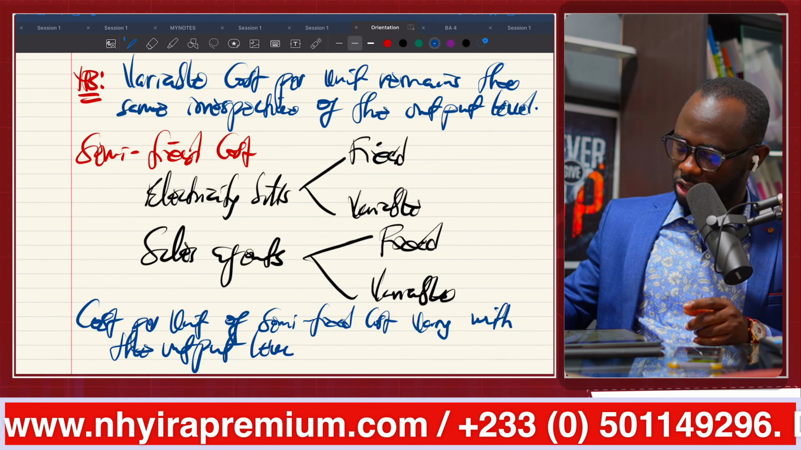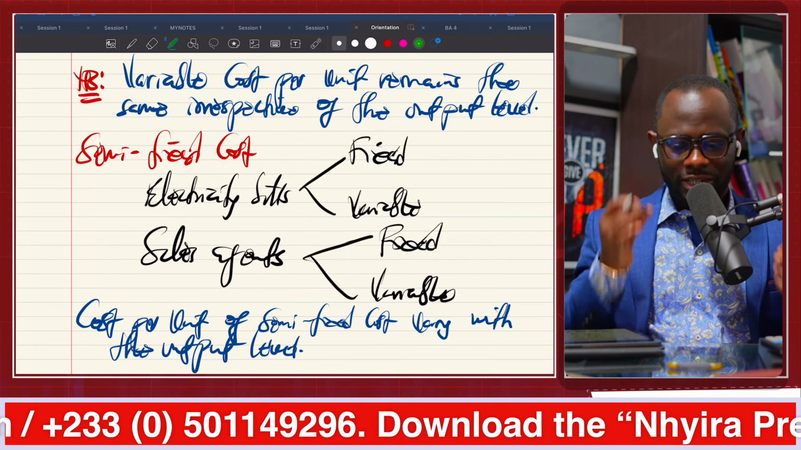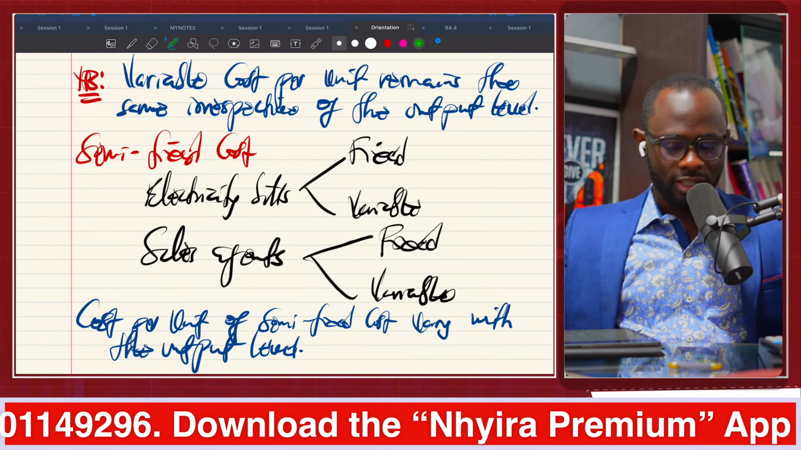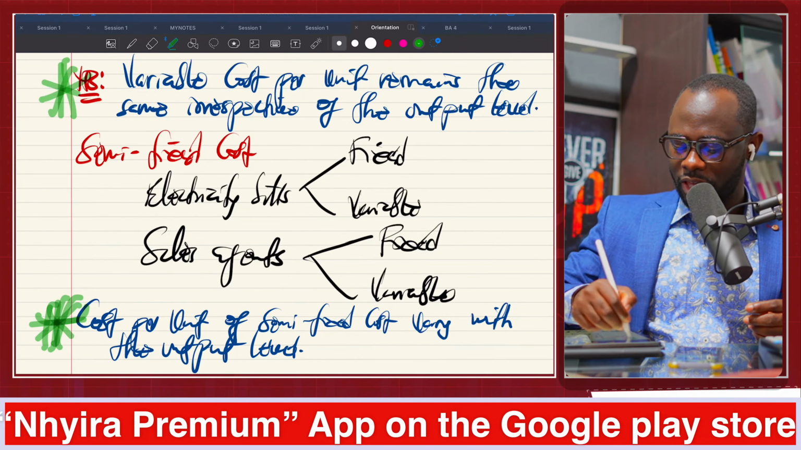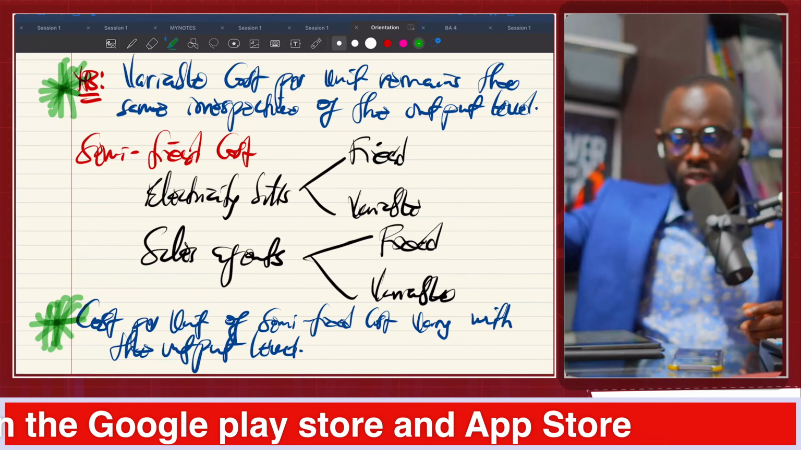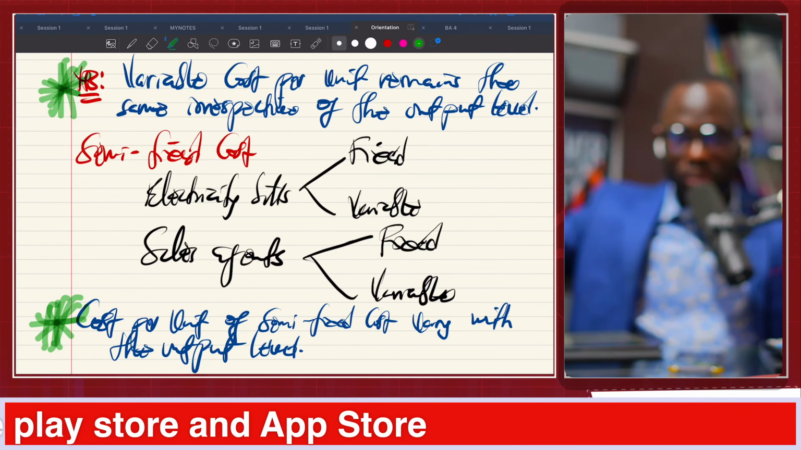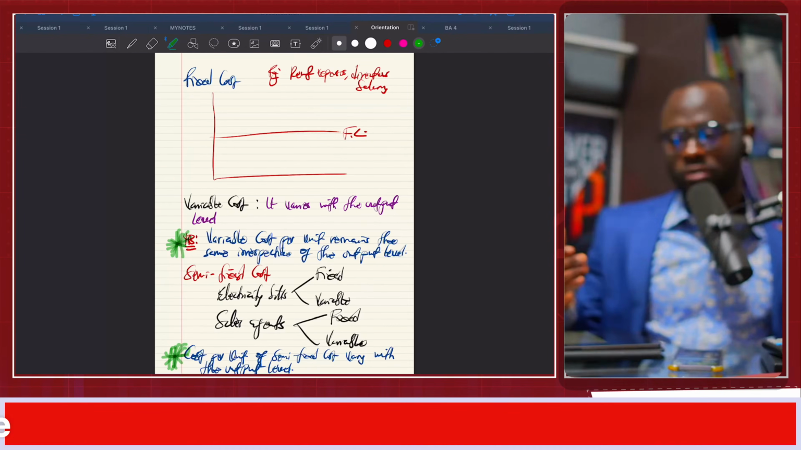They vary with the output level. Please, it's a principle that we're going to need throughout the discussion. And that principle is different from variable cost per unit. But you're going to need the two to be able to deal with what we are talking about later on at the end of the day. So that is semi-fixed and semi-variable cost.